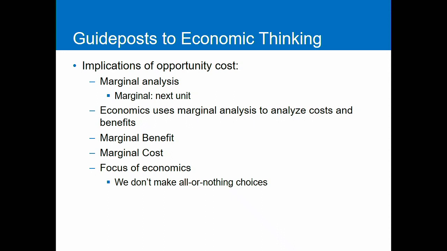For this, we're just talking about the general idea of marginal costs or marginal benefits. You think of the next unit. So marginal benefit is the benefit you gain from consuming that one extra unit. And marginal cost is the cost of that next unit of the good you purchase or the activity you do.